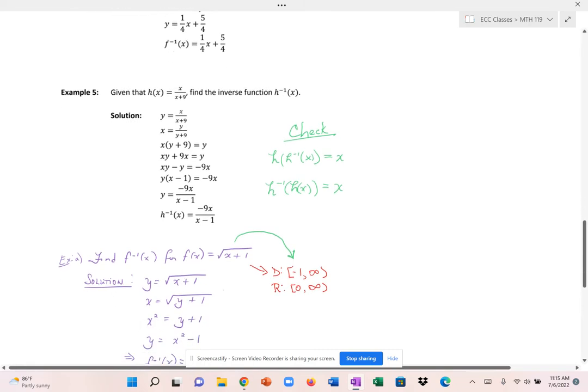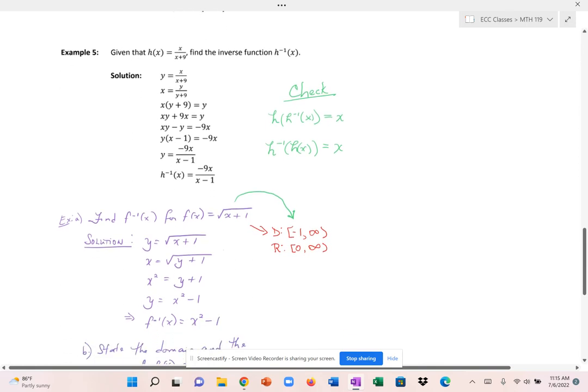So I'm going to follow the same steps. Replace the f of x with y. This is step 1. Swap out the y for x and the x for y, so that's step 2. Then solve for y, and so these 2 steps here is step 3. So I get y is equal to x squared minus 1.